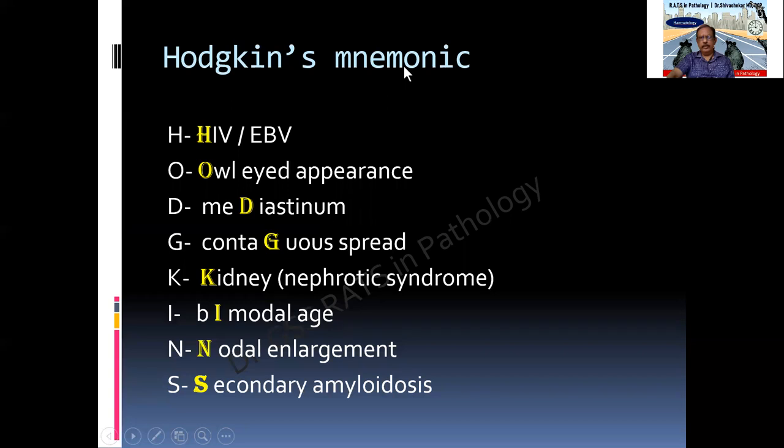What is the mnemonic for Hodgkin's? HODGKINS. Again, I happen to pick up tremendous work some students have been doing. H, HIV or Epstein-Barr virus. O, owl-eyed appearance. Mediastinum, D is over here. G, contiguous spread. So it spreads by contiguity. K, kidney, there can be a nephrotic syndrome. I, bimodal, so the I has to be stressed. N, nodal enlargement. Yes, it causes secondary amyloidosis. A superb mnemonic, nothing to beat this.